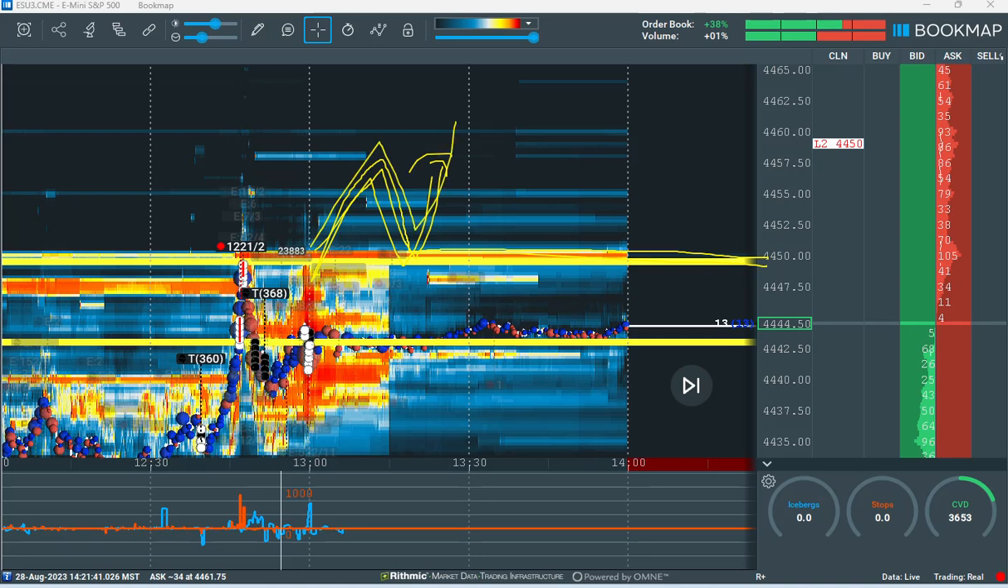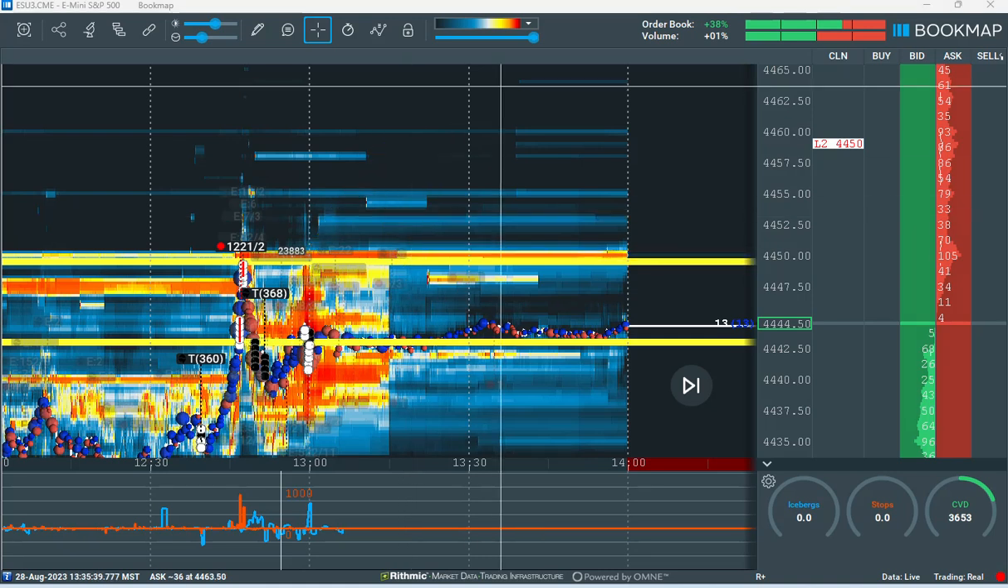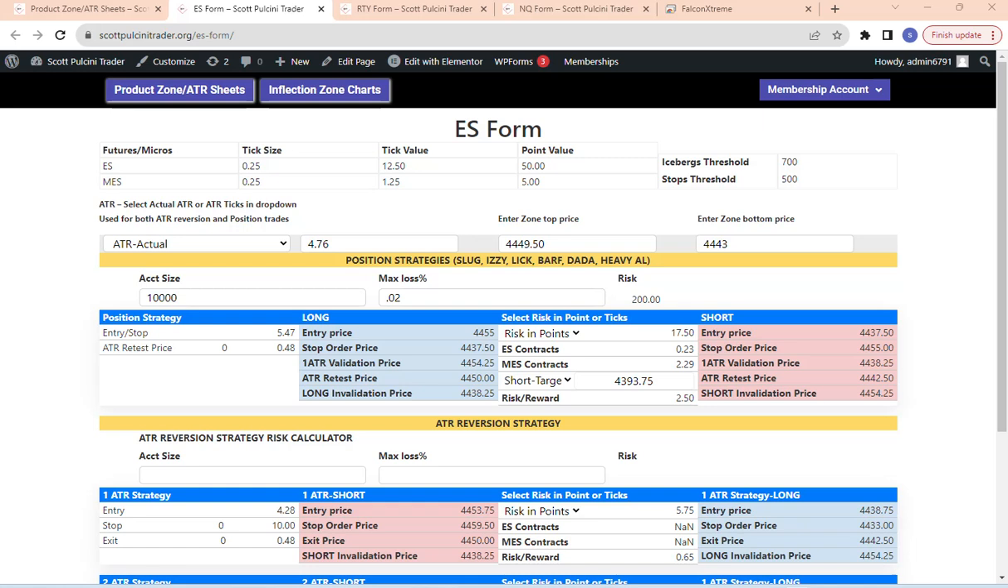And for my ATR retest confirm, those are the prices that I need to see to take that trade, right? So I need to see the validation price away, and I need to see the retest price, and then I would get in at the entry price.